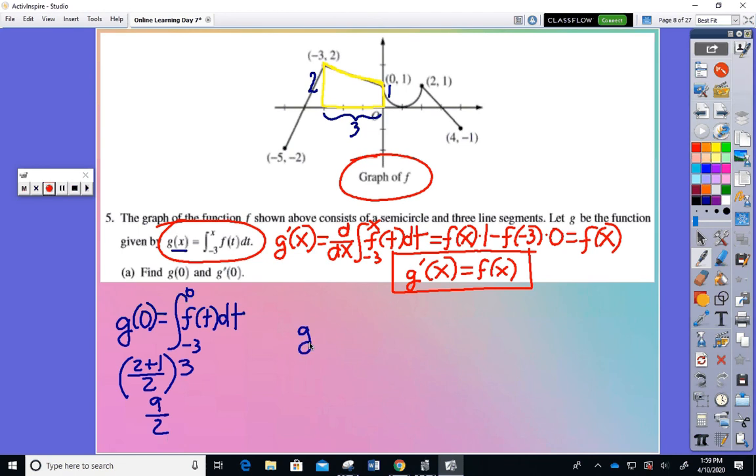So g prime of 0 is, remember, g prime is f. So g prime of 0 is simply f of 0. So make that connection. And then how do you find f of 0? Look at the graph. So I see on the graph 0, 1, which means f of 0 equals 1. There we go, and we've got it. All right, so let's keep going.